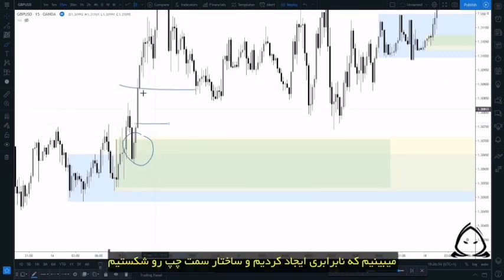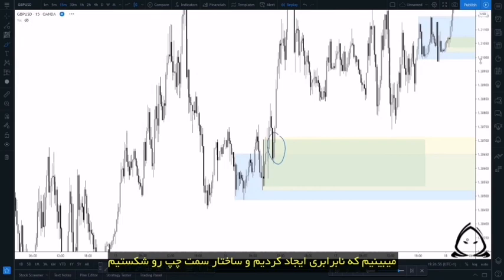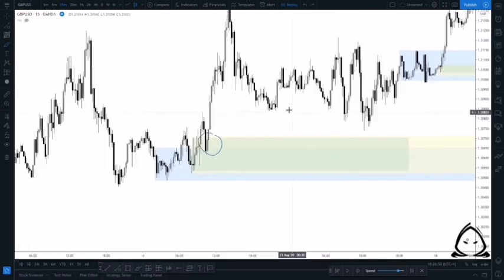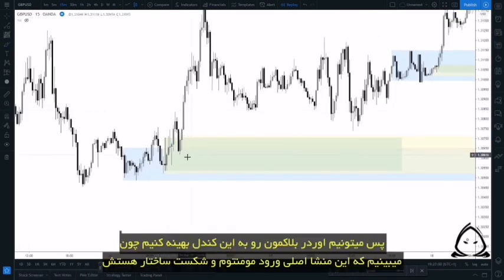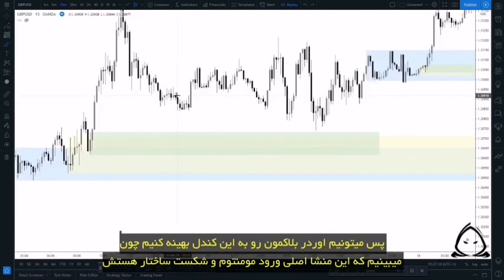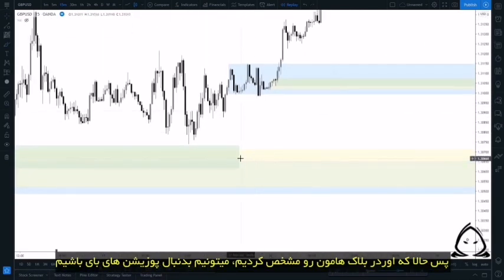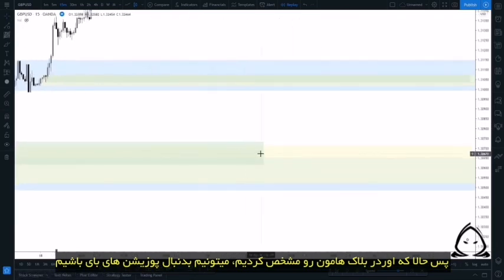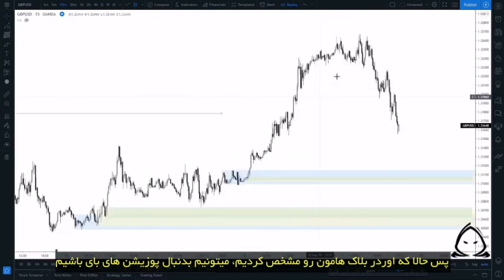We can see we've created imbalance and we've broken structure to the left from that move, so we can actually refine our order block ever so slightly to this candle right here. As we can see, this is the true beginning of momentum that moves to the upside, breaking structure. So now that we have our order blocks mapped out, we can plan for our long positions.